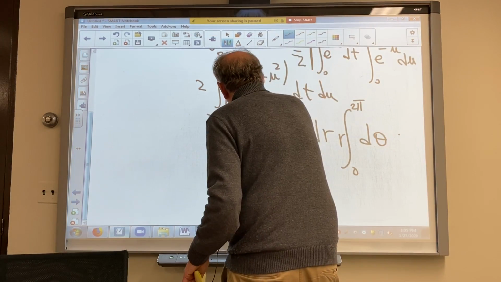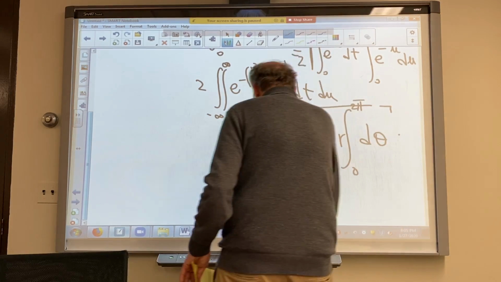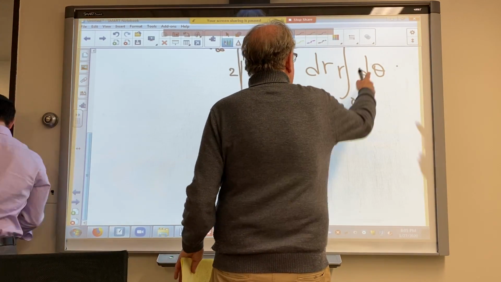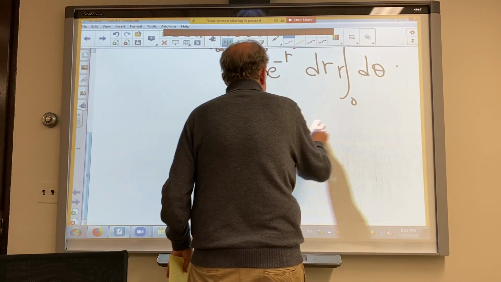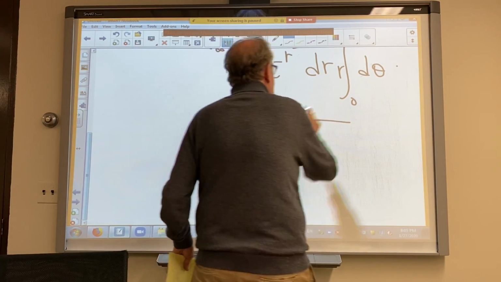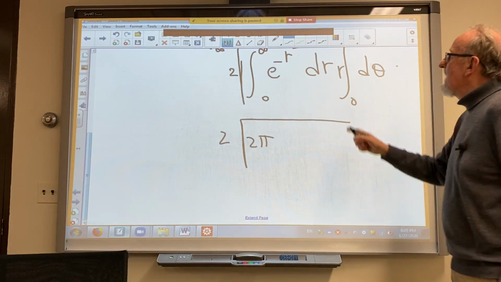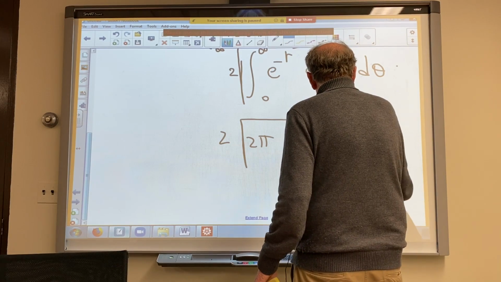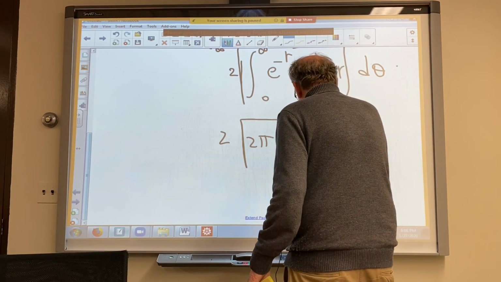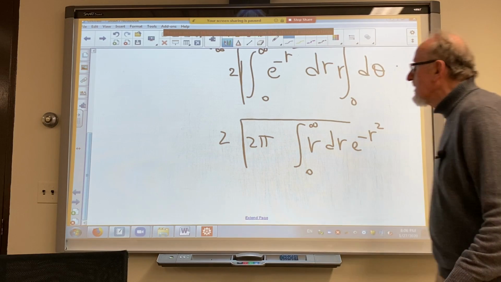Remember, I need to take the square root at the end of the whole story, so let me not forget. This integral is trivial, it's 2 pi, so I get 2 times the square root of 2 pi, because nothing depends on that. And this is the integral of r dr e to the minus r squared between 0 and infinity.